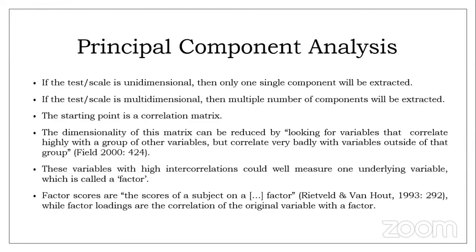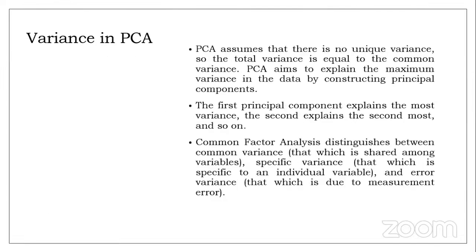These variables with high intercorrelations could well measure one underlying variable, which is called a factor. Factor scores are the scores of a subject on a particular factor, while factor loadings are the correlation of the original variable with a factor. Same as the component loadings.